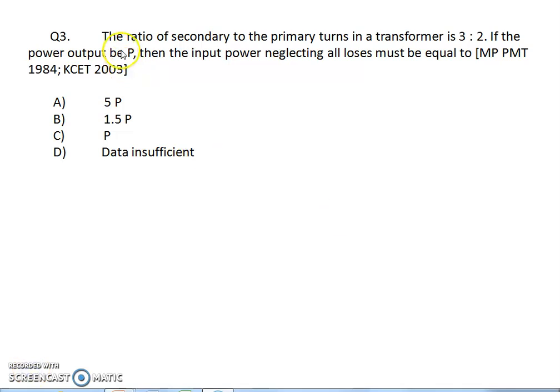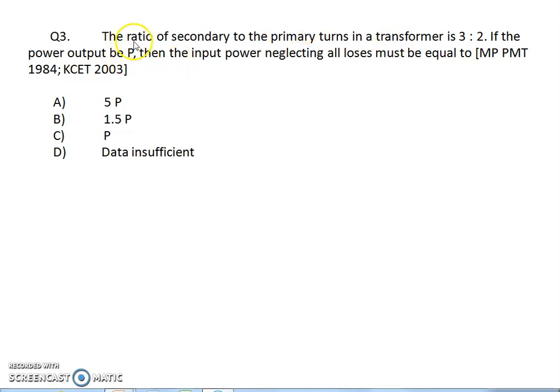Then the next question: the ratio of secondary to the primary turns in a transformer is 3:2. So NS is to NP, this ratio is given as 3:2. If the power output be P, then the input power, neglecting all losses, must be equal to.